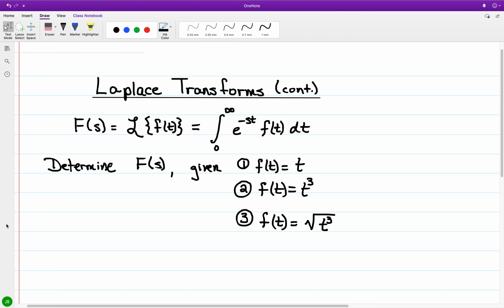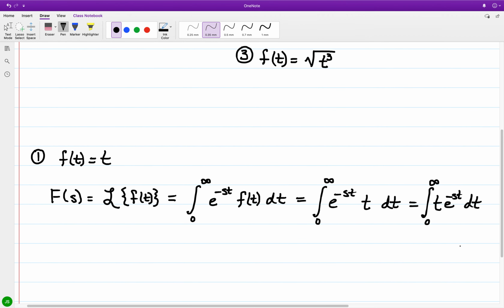Okay, continuing with Laplace transforms, again we have our algorithm regarding Laplace transforms, where we had the Laplace transform of a given function f of t. Now, if we're looking for the Laplace transform of the following functions, first of all we'll say f of t is equal to t, and applying what we have here, we're going to have an improper integral.